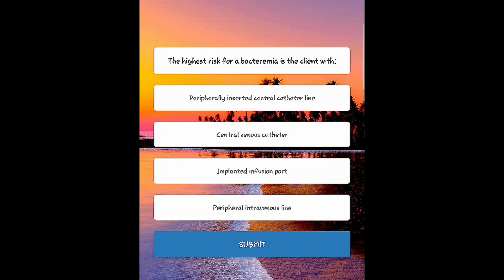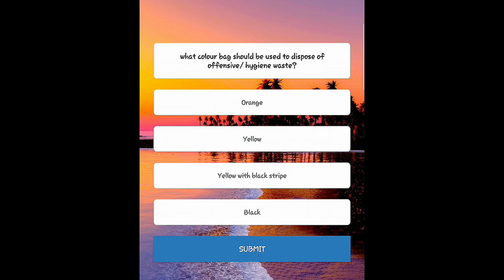The highest risk for a bacteremia is the client with peripheral inserted central catheter line, central venous catheter, implanted infusion port, peripheral intravenous line, the central venous catheter. What color bag should be used to dispose offensive hygiene waste? It's yellow with black stripe. For which of the following modes of transmission is good hygiene a key preventive measure? We've done this earlier. That should be all of the above.